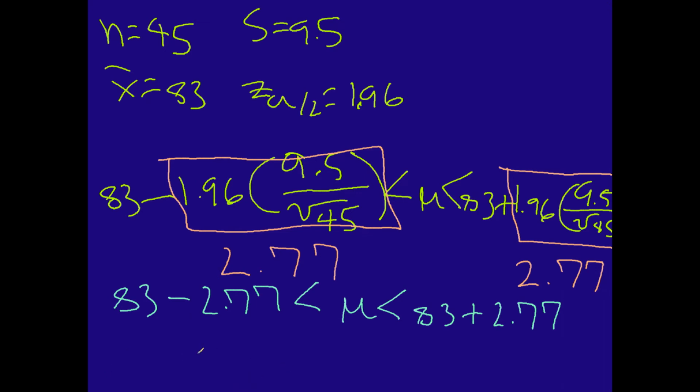Which comes out to a final answer down here towards the bottom. Our final answer would be 80.23 and 85.77. That is our final answer. So in other words, we can have 95% confidence that the population mean, not the sample mean, but the population mean is somewhere between 80.23 down here and 85.77.